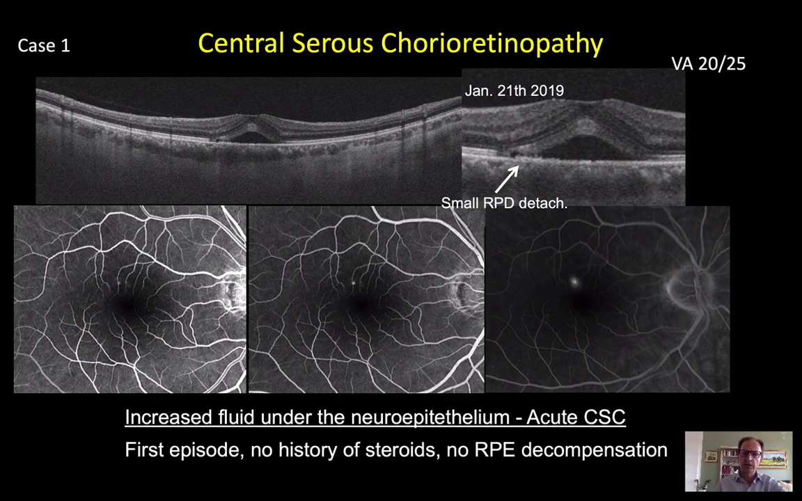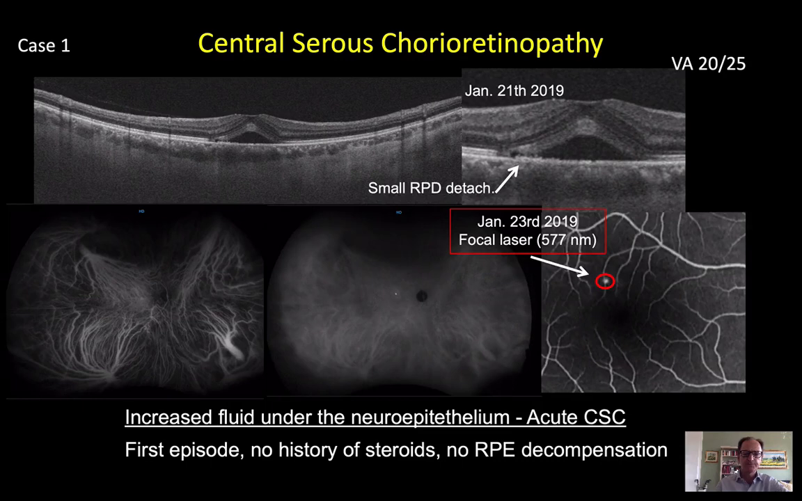It was not a very strong leaking point, but it was strong enough to be the origin of the fluid pooling under the neuroepithelium. So what was our decision? Our decision was not to wait and see the spontaneous resolution of the fluid, but to accelerate the resolution of the fluid. So we decided to treat this leaking point with a focal retinal photocoagulation.